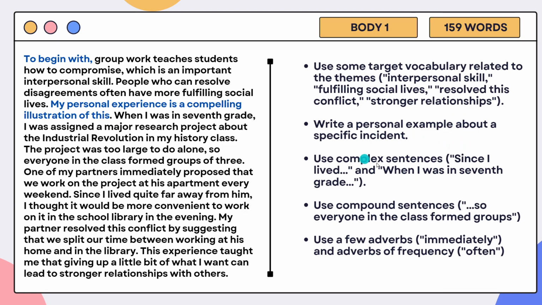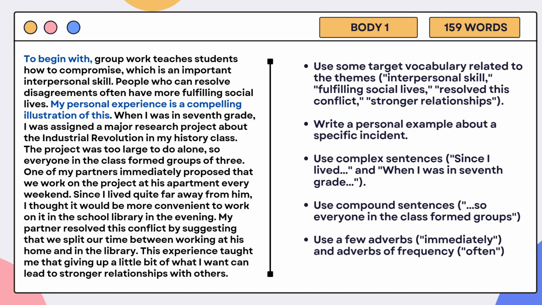I used complex sentences, and I mean complex sentences in the grammatical sense. If you don't know what complex sentences are, you better look them up because it's important. So stuff like, since I lived quite far away from him, and when I was in 7th grade, those are dependent clauses to create complex sentences. I also used compound sentences. I ended one with, so everyone in the class formed groups. You want to use complex, compound, and simple sentences when you write these essays.